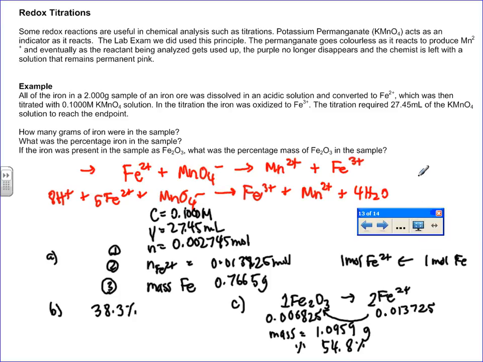So this concludes our lesson in the basics of redox reactions and the stoichiometry and balancing of the reactions.